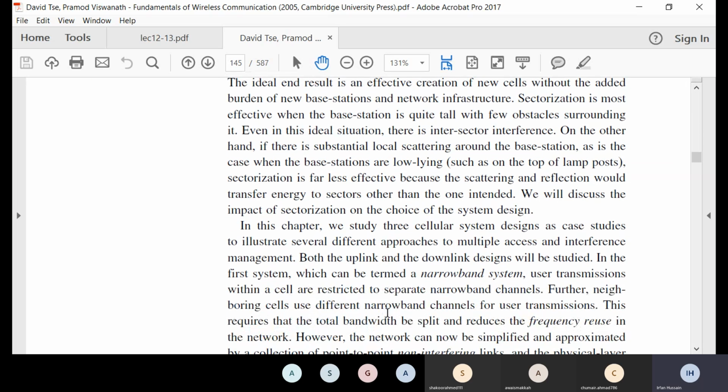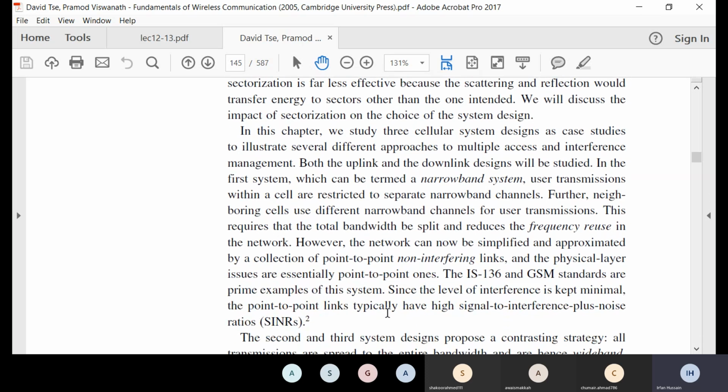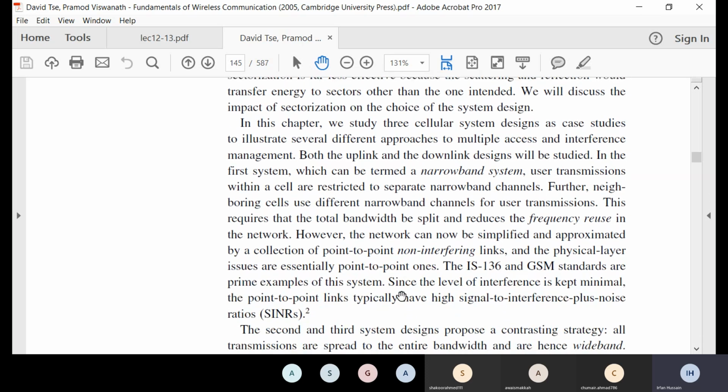So we study three famous cellular design systems: 2G, 3G, and 4G. All of them we have studied with respect to communication in the last chapter. We will be studying the uplink and downlink, and then we will also see what is a narrowband and a wideband system. One question I asked last time, and Mr. Salman answered that. So that answer will also come here: narrowband and wideband.